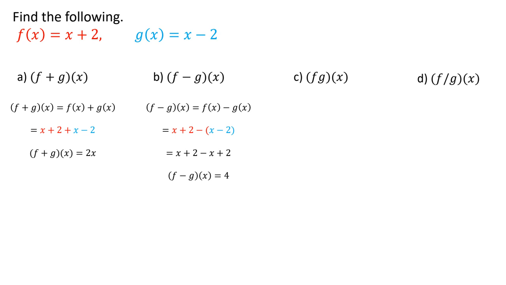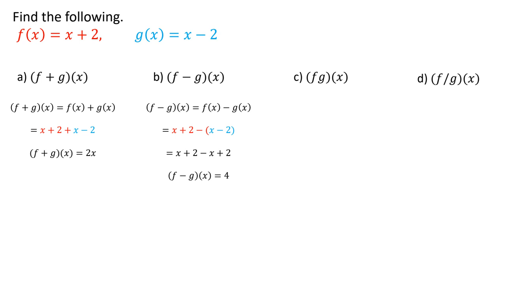Now I can combine my like terms. X minus x is 0, plus 2 is 4. So the subtraction of f minus g of x is 4. Okay. Now, if we look at C, we know that this is a multiplication symbol or procedure. When we have two things next to each other, we don't have to actually put a symbol in here. These two are being multiplied with each other, f and g.